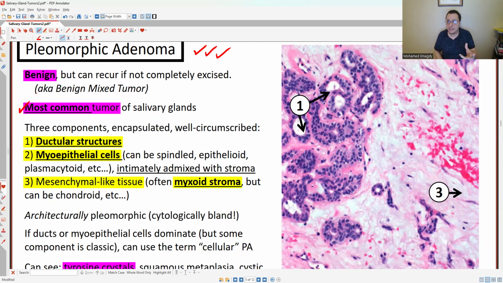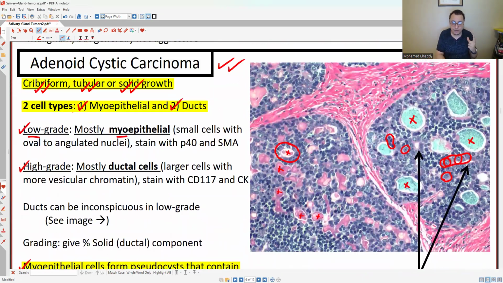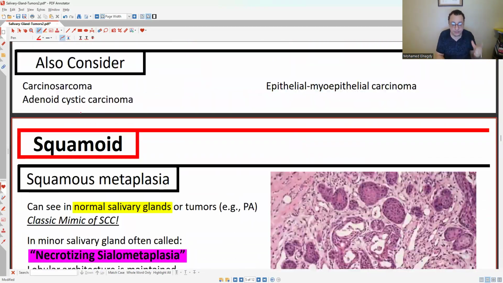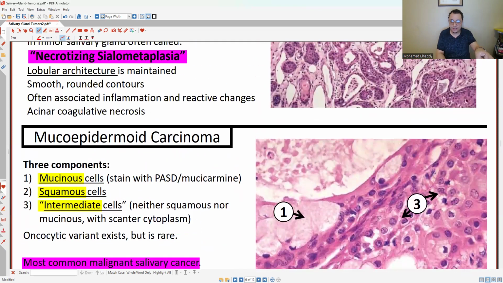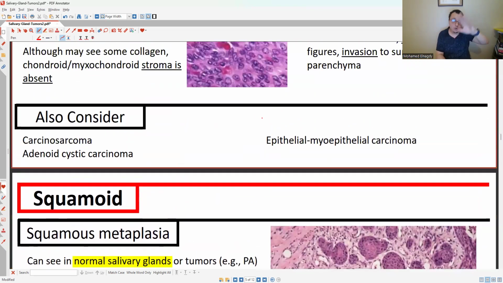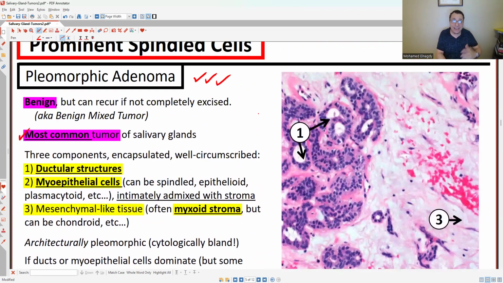But if you're asking what is the most common malignant tumor of the salivary gland, does anybody know? Here it is, mucoepidermoid. The one that we didn't take, it's mucoepidermoid carcinoma. That's the most common malignant salivary gland tumor. However, the most common tumor in general, or the most common mass in the salivary glands, is pleomorphic adenoma.